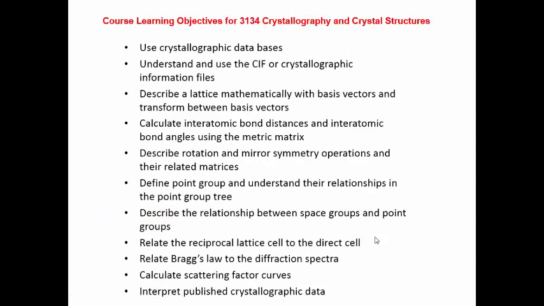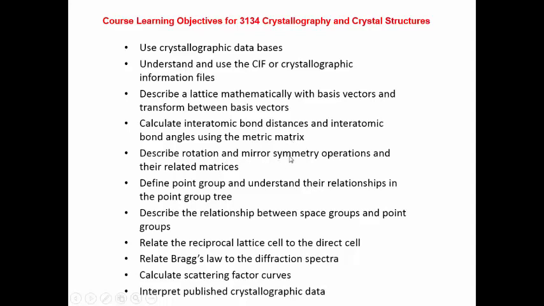Well, let's review what we've done in this course. We have used crystallographic databases. Particularly, we focused on the Cambridge database. We certainly know all about the CIF file, the crystallographic information file. You've used that quite a bit through this course. You described the lattice mathematically with basis vectors, and we transformed between basis vectors. We calculated interatomic bond distances and angles using the metric matrix.